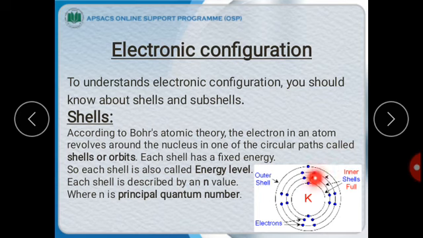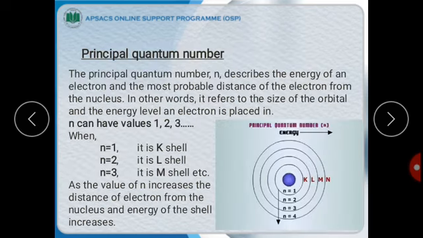This picture is for the potassium atom. Potassium atom is represented by the symbol K. As you see in the picture, electrons revolve in circular paths called shells. What is the principal quantum number? The principal quantum number N describes the energy of an electron and the most probable distance of the electron from the nucleus. In other words, it refers to the size of the orbital and the energy level an electron is placed in.